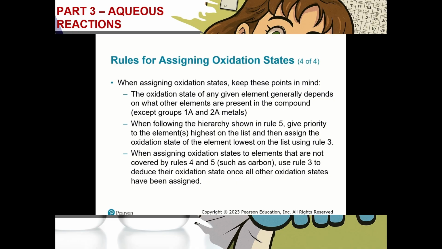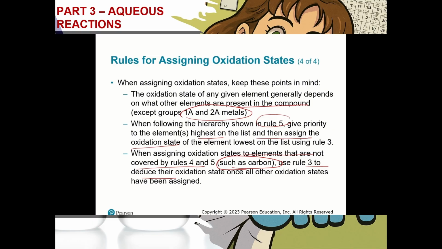The oxidation states of any given element generally depend on what other elements are present in the compound, except group 1A and 2A metals that have fixed charges. When following the hierarchy, in rule 5, give priority to the element highest on the list and then assign the oxidation state of the element lowest on the list using rule 3. When assigning oxidation state to elements that are not covered by rules 4 and 5, such as carbon, use rule 3 to reduce their oxidation state once all other oxidation states have been assigned.